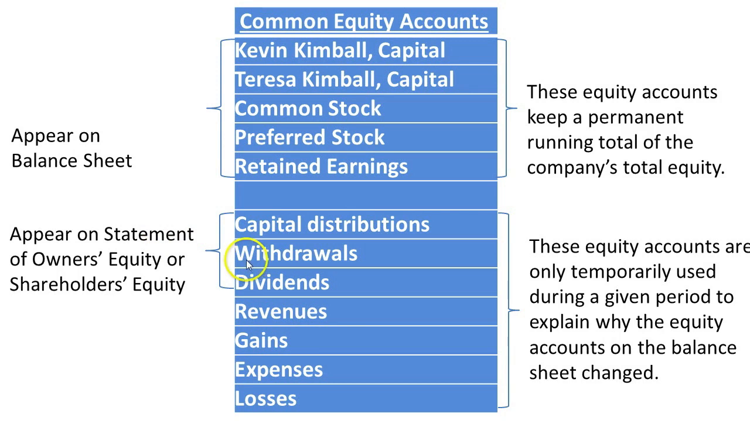Capital distributions, withdrawals, and dividends appear on the statement of owner's equity or shareholder's equity. Withdrawals and dividends are payments to the owners out of the company's earnings, and capital distribution is effectively giving them back their original capital. Revenues, gains, expenses, and losses appear on the income statement. If you take all the revenues and gains and deduct all the expenses and losses, you will arrive at net income. Net income serves to increase retained earnings.